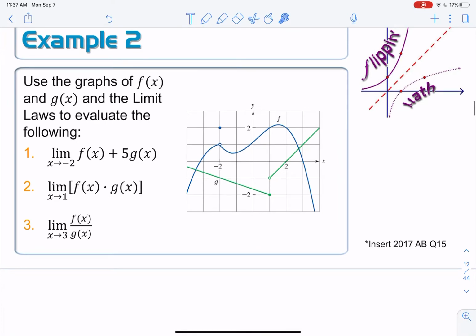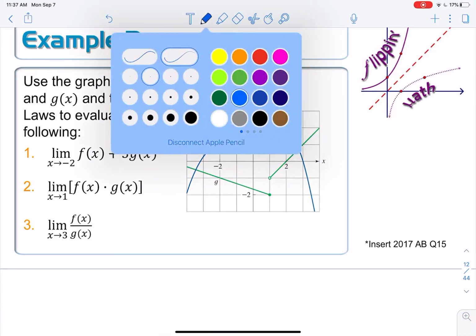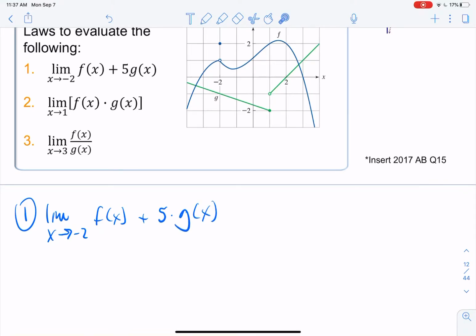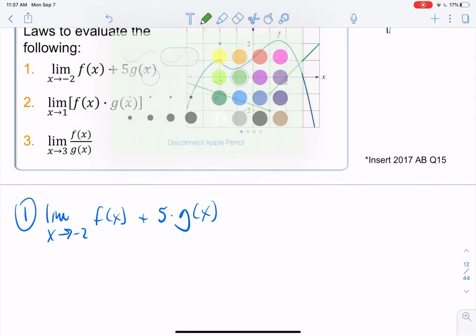Okay, so we can see that from the graph we have the blue one being our f of x function, and then the green piecewise function there being our g of x function. Number 1, the first. We have the limit as x approaches negative 2 of f of x plus 5 times g of x. So it looks as if we are using the sum law and the constant multiple law. Again, I can only use those if the individual limits, the one for f of x and g of x, exist. So I'm going to check that first.